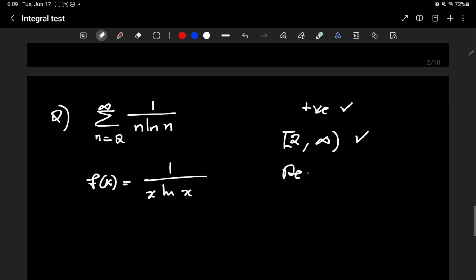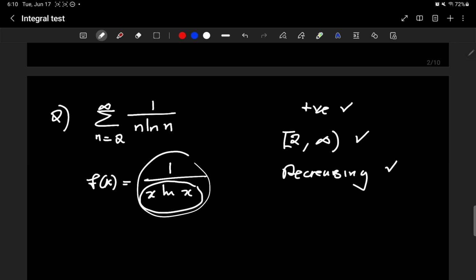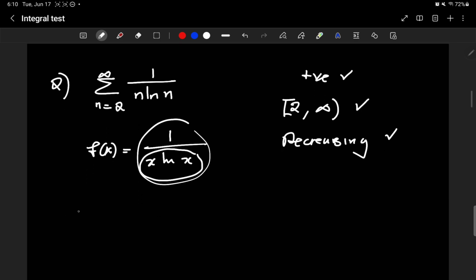Is it a decreasing function? Well, in the previous example, we saw that the ln x part will always be increasing. Since this is 1 over it, if the denominator gets bigger and bigger, then overall the function will be getting smaller and smaller. Hence, we conclude that this is a decreasing function. So since the requirements have been checked, we can now deploy the integral test.